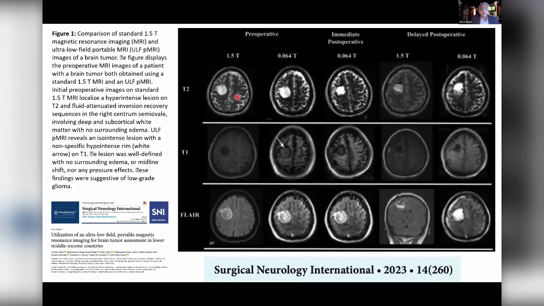So if you look at this MRI, 1.5 Tesla versus this ultra low field MRI, it tells me exactly where it is and what's going on. There are slight differences in the images in T1, but as we get used to these images, we should be able to understand very well what's going on. So this is 1.5 Tesla over here. This is 0.064 Tesla. This is the post-operative image. I'll show you more images over here.